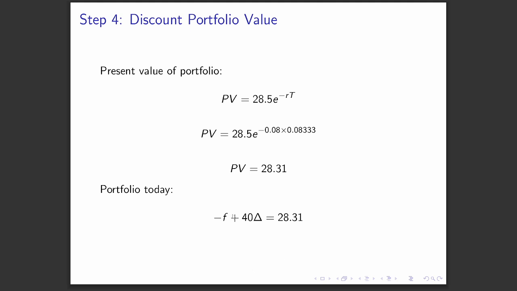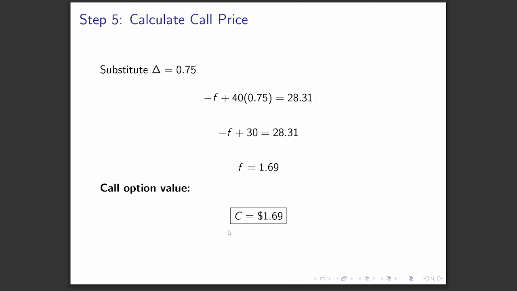Now, discounting the portfolio value, since the portfolio is risk-free, its present value must be equal to the discounted value of its future payoff. So the discounting formula here is this, and then we find PV is equal to 28.31, and the value of the portfolio today can also be expressed as 40 delta minus f, where f represents the call option price. Now, calculating the call price, we substitute delta with 0.75 in the equation, and we get f is equal to 1.69. So therefore, the value of the European call option is $1.69.